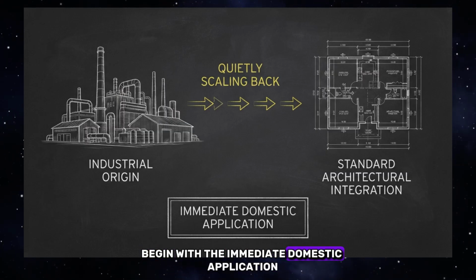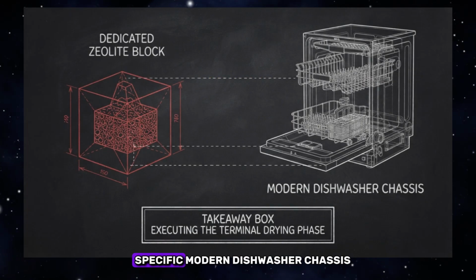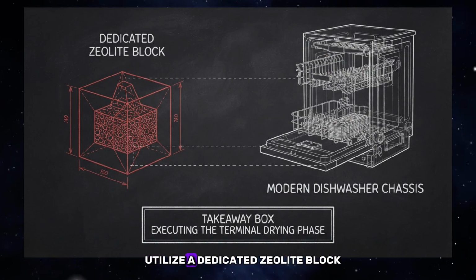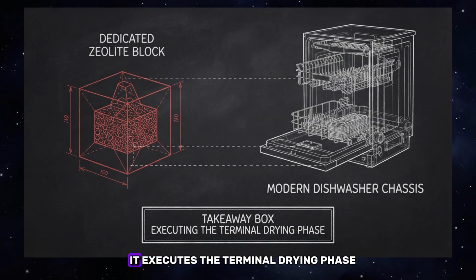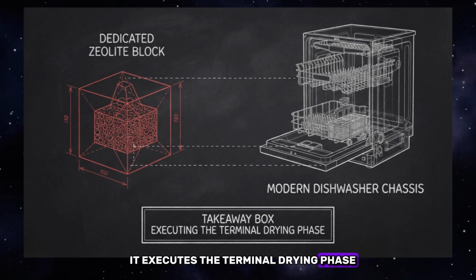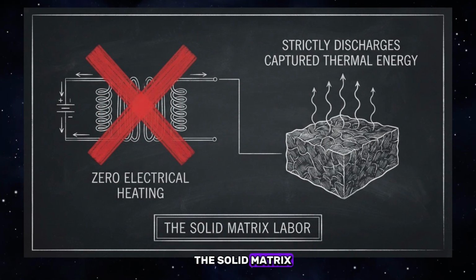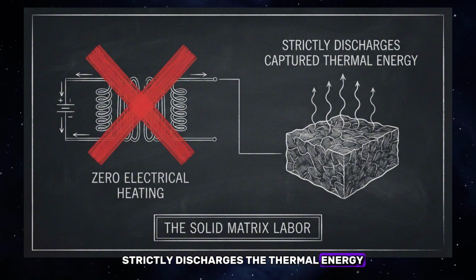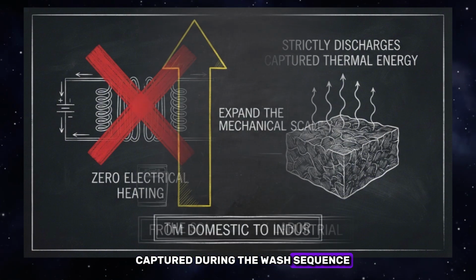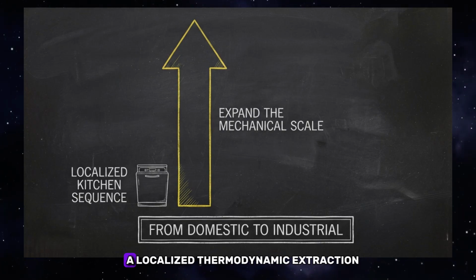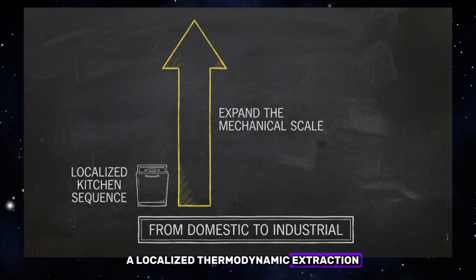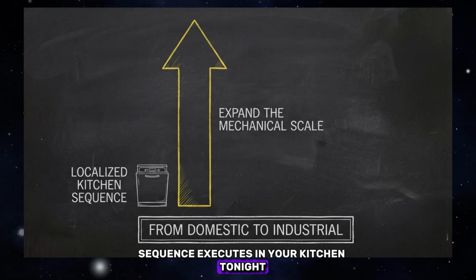Begin with the immediate domestic application. Specific modern dishwasher chassis utilize a dedicated zeolite block. It executes the terminal drying phase. The unit possesses 0 electrical heating coils. The solid matrix strictly discharges the thermal energy captured during the wash sequence. If your unit is equipped, a localized thermodynamic extraction sequence executes in your kitchen tonight.